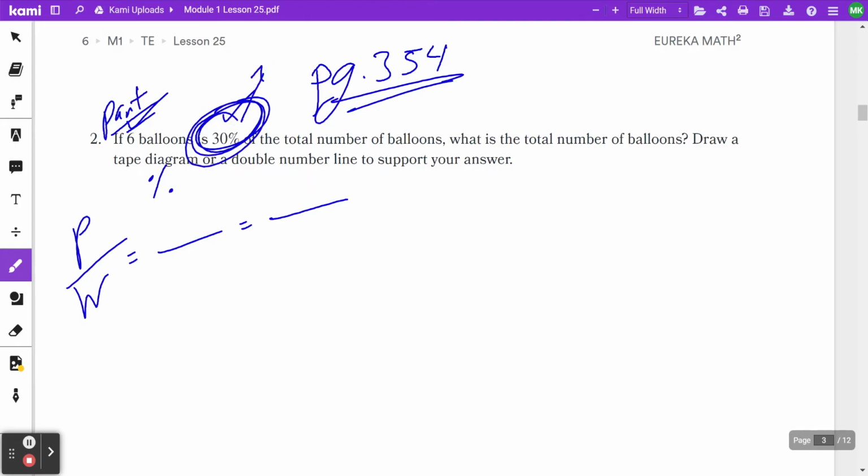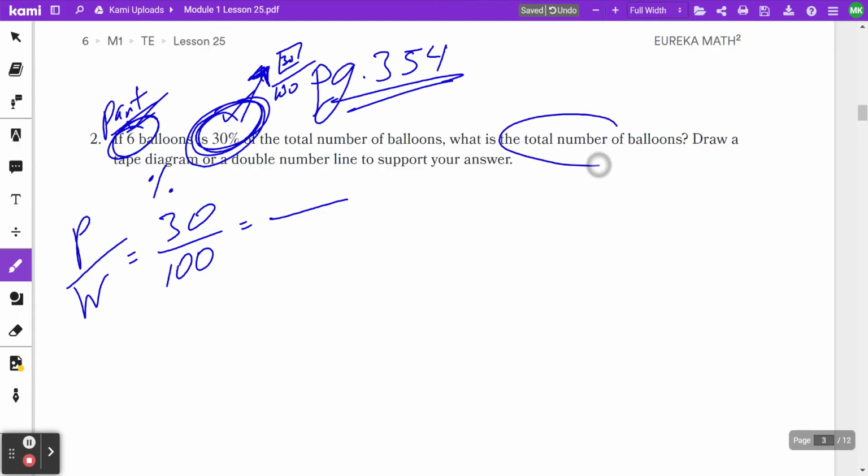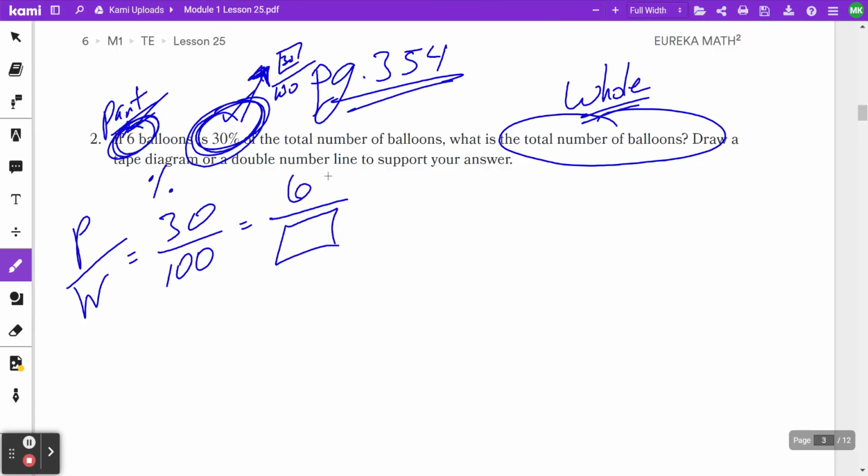And as we know, what we've been working on, a percent is some value over 100. And if it's 30%, well, then that number is 30, right? So 30 over 100. So I'm just going to put that right there. And so we have 6 balloons. It's 30% of the total number of balloons, right? So we're looking for the total number of balloons. So we're looking for the whole. Okay, so we're looking for this guy right there. And they're giving us the 6 as a part, so I'm going to put that right there.